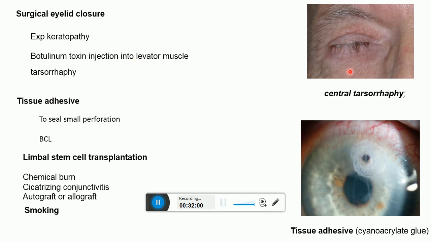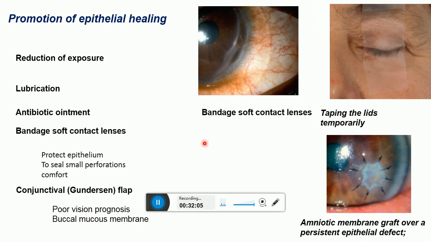Here you can see central tarsorrhaphy. The conjunctival Gundersen flap will protect and allow healing of a corneal epithelial defect, particularly suitable for chronic unilateral disease in which the prognosis for restoration of useful vision is poor. Buccal mucosa is an alternative. Amniotic membrane graft over a persistent epithelial defect is shown for persistent unresponsive epithelial defects.